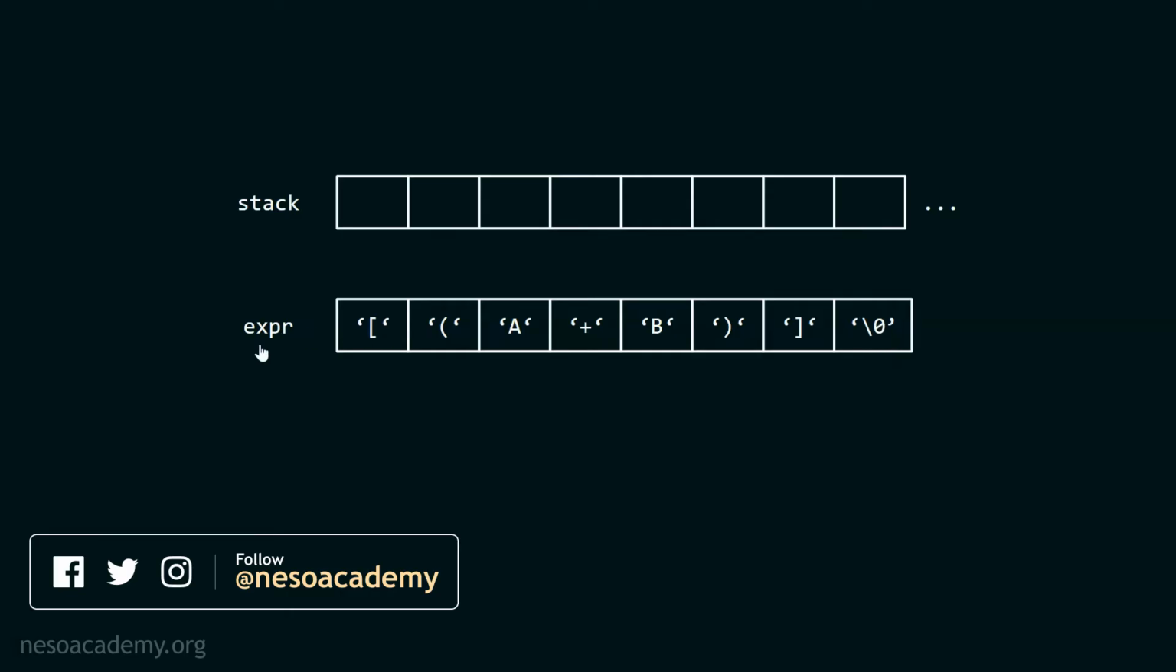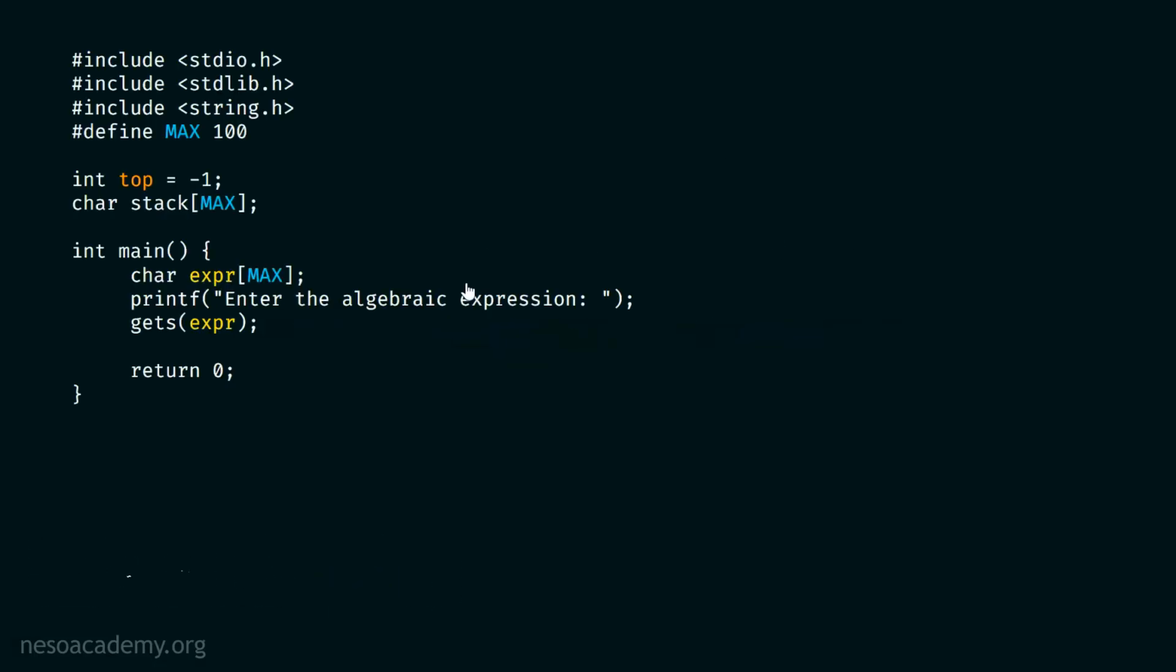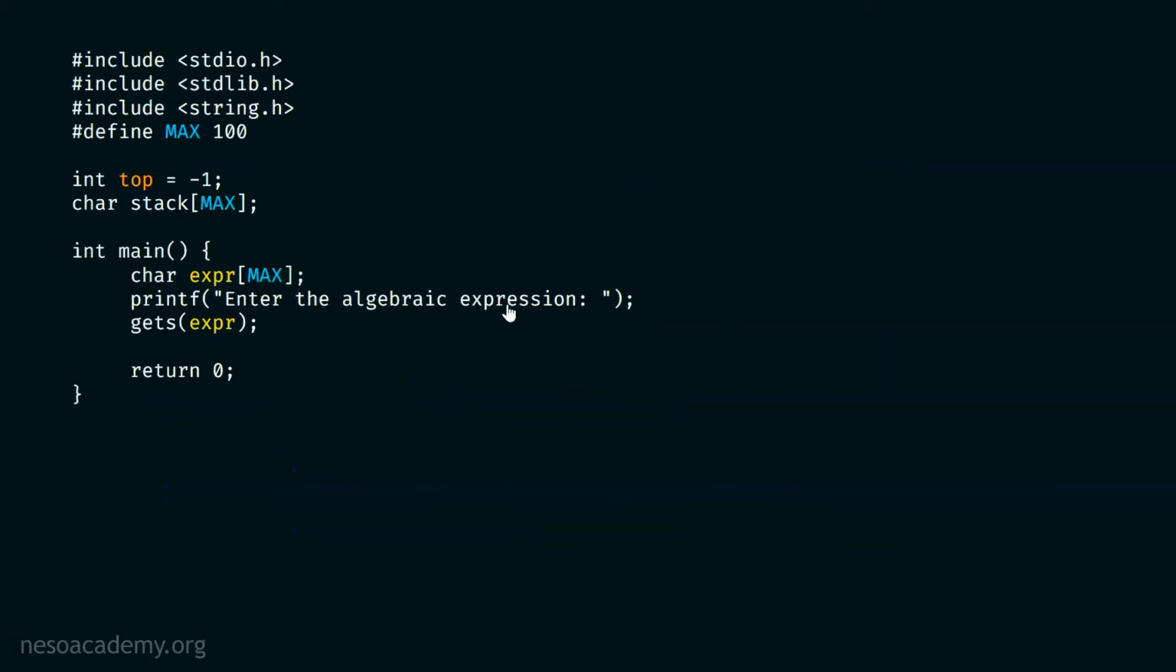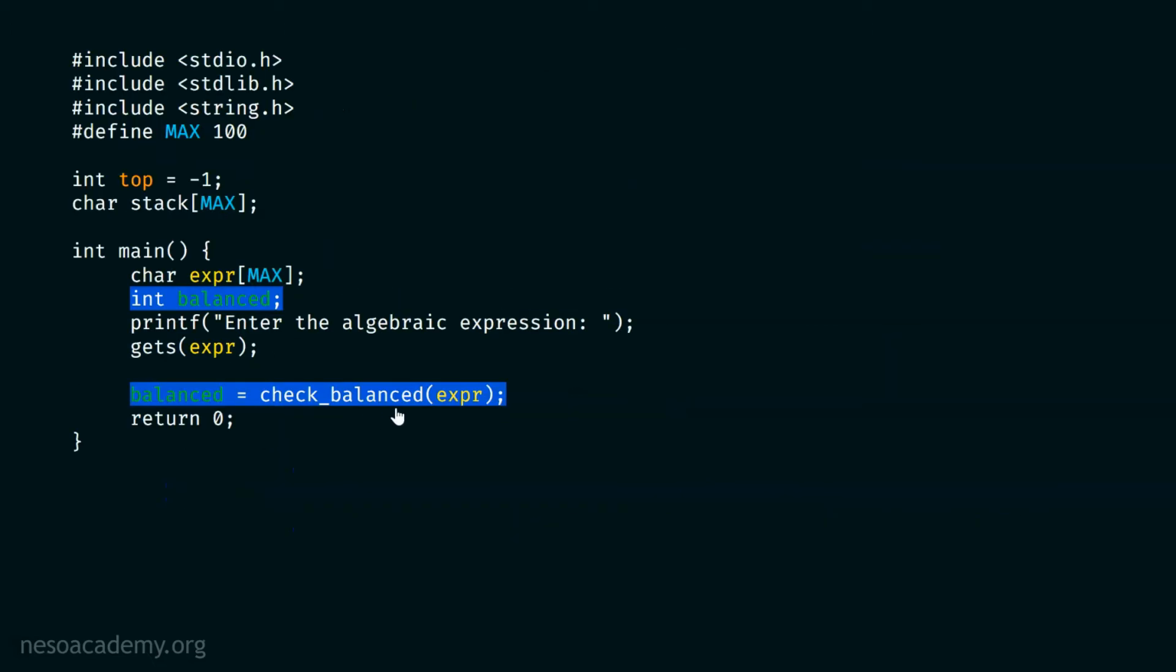This is automatically added by the compiler, right? \0 indicates the end of the string, correct? Now we have this EXPR array with this expression, and of course we have this stack array as well, which is currently empty. The next step is to scan the symbols of the expression from left to right. This is according to the algorithm. After creating the empty stack, we have to scan the symbols of the expression from left to right. For this purpose, we have to call this function checkBalanced, and we must pass the whole expression which we have received over here.